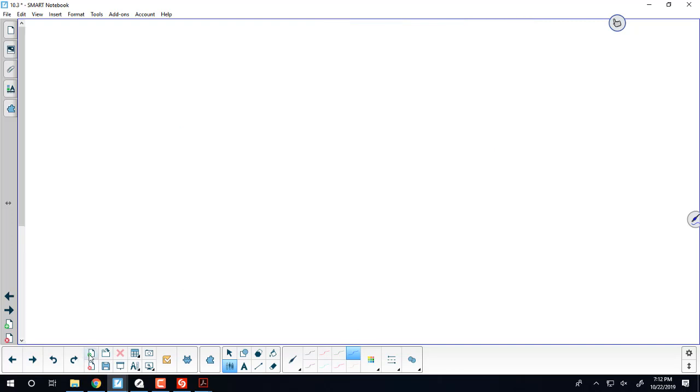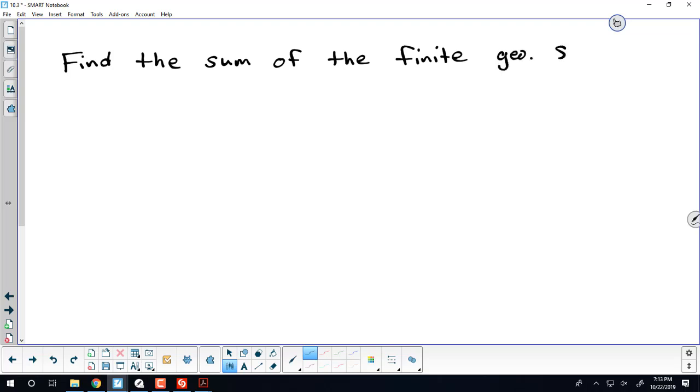I'm going to add a new page. It's kind of a detour. So find the sum of the geometric series. We'll go from k equals 1 to 5 on the series negative 2.5 to the k.